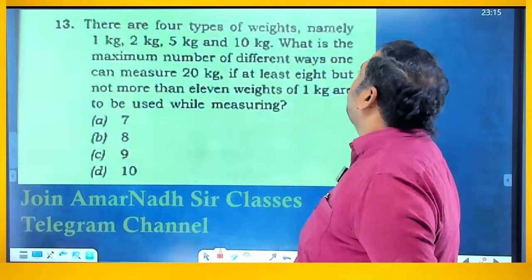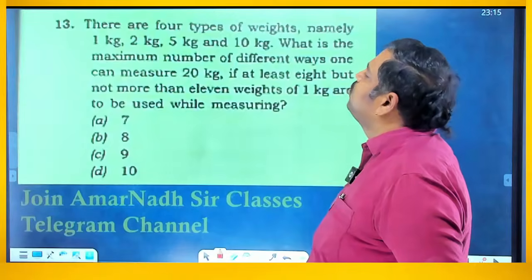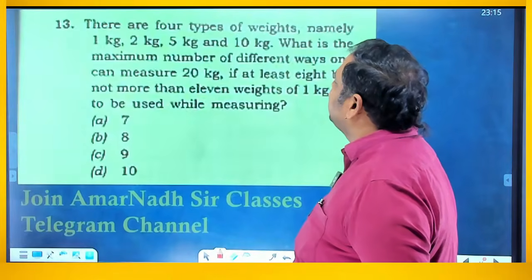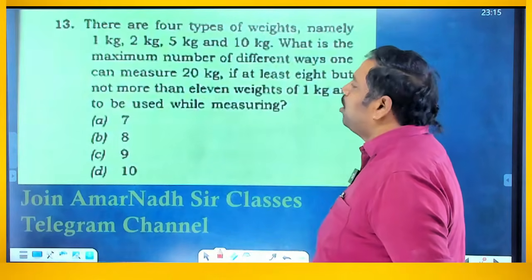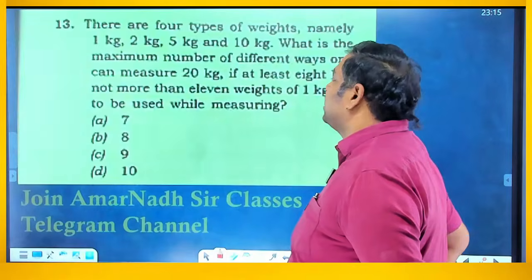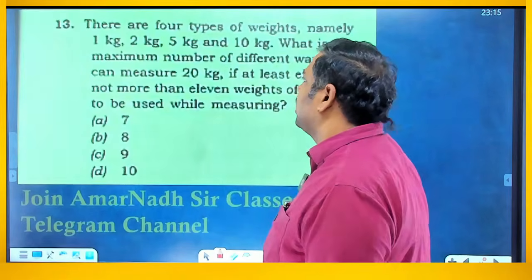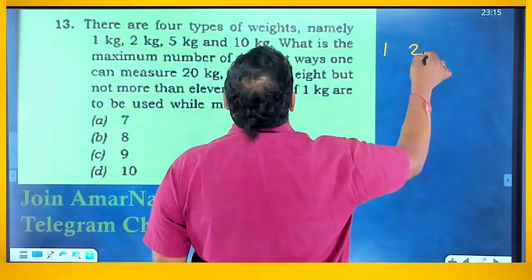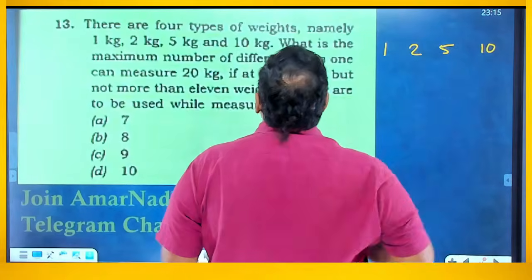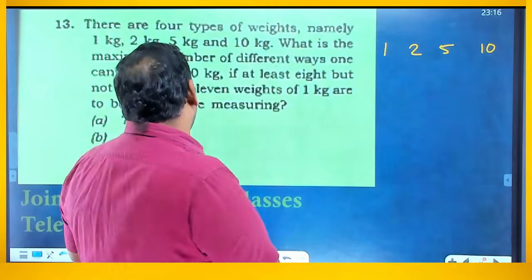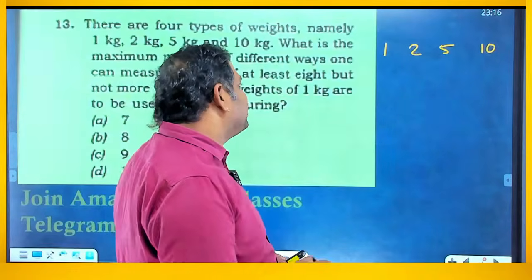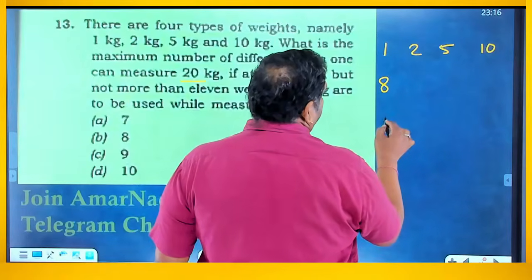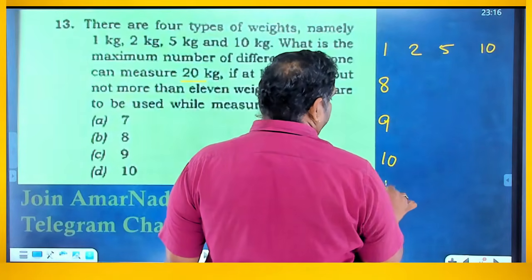There are 4 types of weights, namely 1 kg, 2 kg, 5 kg, and 10 kg. What is the maximum number of different ways one can measure 20 kg if at least 8 but not more than 11 weights of 1 kg are to be used while measuring? Okay, we have 1 kg, 2 kg, 5 kg, and 10 kg weights, right? Now one has to measure 20 kgs. The minimum number of 1 kg weights I have to use is 8, and the maximum is 11, so I can use 8, 9, 10, and 11, right?